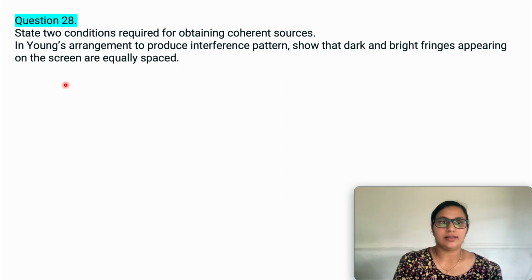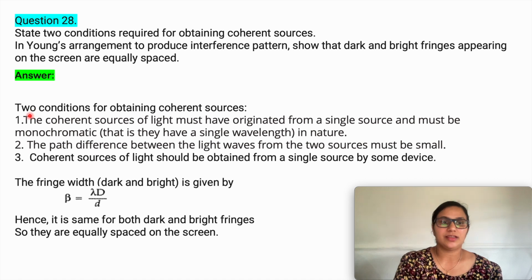Question number 28. State two conditions required for obtaining coherent sources. In Young's arrangement to produce an interference pattern, show that dark and bright fringes appearing on the screen are equally spaced. Answer to the first question, two conditions for obtaining coherent sources: the coherent sources of light must have originated from a single source and must be monochromatic in nature. The path difference between the light waves from the two sources must be small. Third point, coherent sources of light should be obtained from a single source by some device.